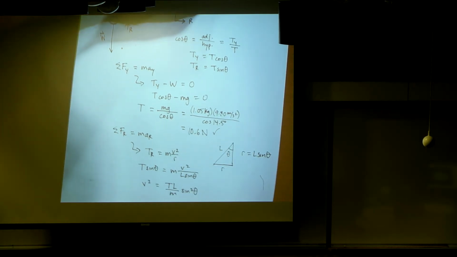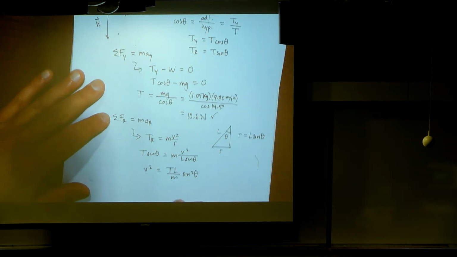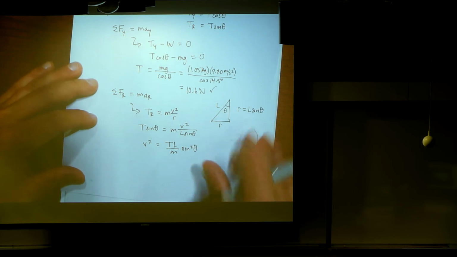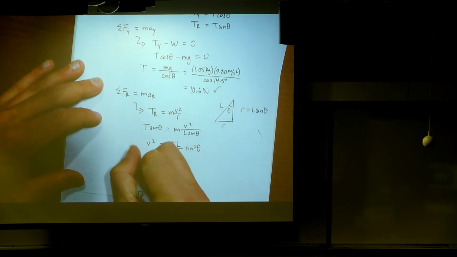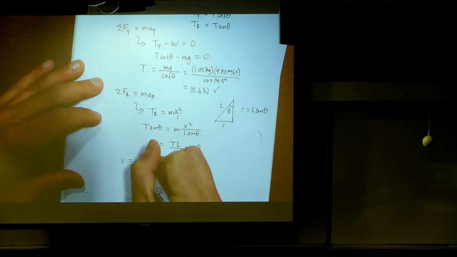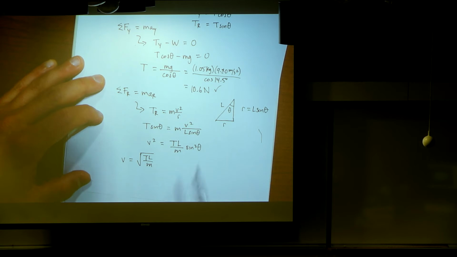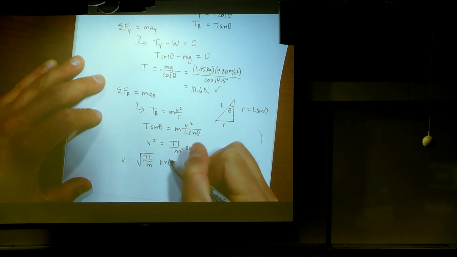So if I want to solve for V, I better take the square root of what I just wrote down, correct? So take the square root of that. V is the square root of T times L divided by M. And then if I take the square root of sine squared, then that just goes right back to being sine, okay?